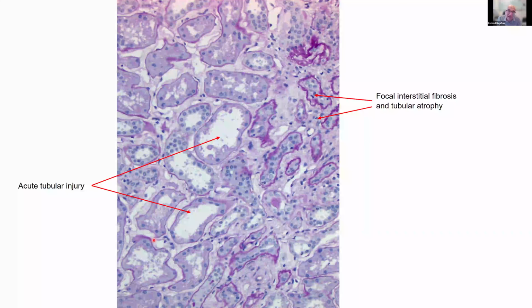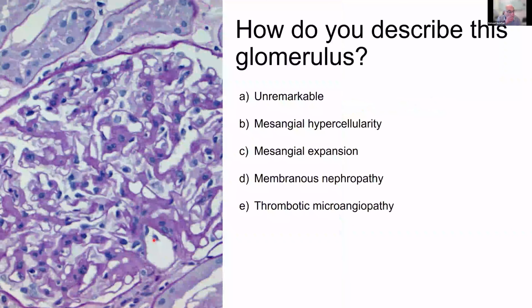Okay, still, it's not really that remarkable at all for a time zero biopsy. And this is a glomerulus. First look, maybe it doesn't look terribly bad, but what do you guys think? How do you describe this glomerulus?